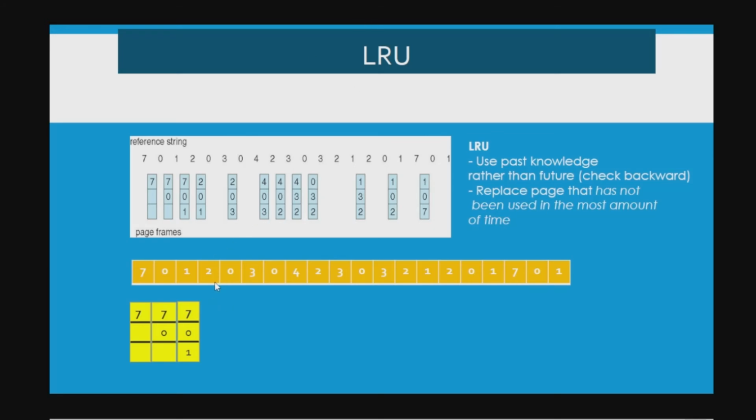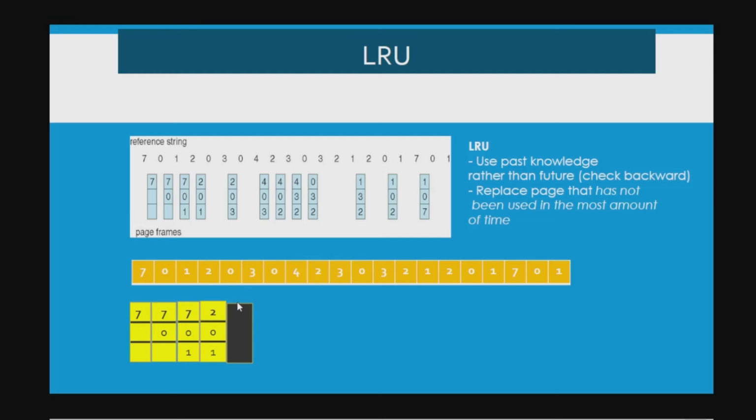So we look at here is number 2. Okay, number 2. So we check backward. Okay, the longest part. Okay, replace the page that has not been used in the most amount of time. Okay, so 7 here. Based on here, 7. So we replace 7 with number 2. So 2, 0, 1 is here. Next is 0. So we have 0 here as a resident. So we just copy.